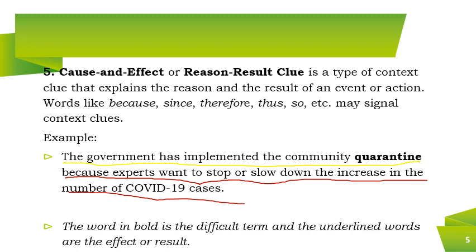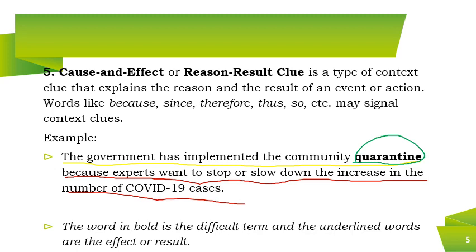So, the unfamiliar word in that sentence is quarantine. So, we can identify that the sentence used cause and effect because we identify, diba, the cause and effect in the sentence. Okay, I'm so sorry for that. So the keyword, the unfamiliar word is quarantine. What do you think quarantine means? When we say cause and effect or reason result clue, it explains the reason and the result. Okay, so, any idea?